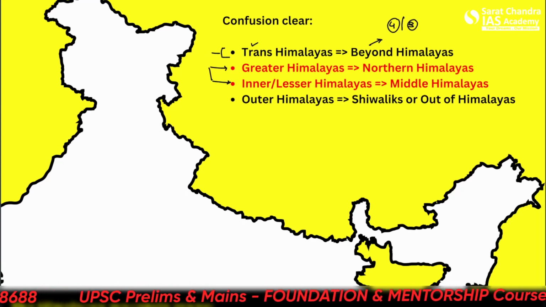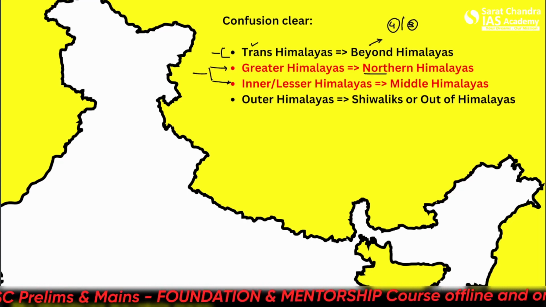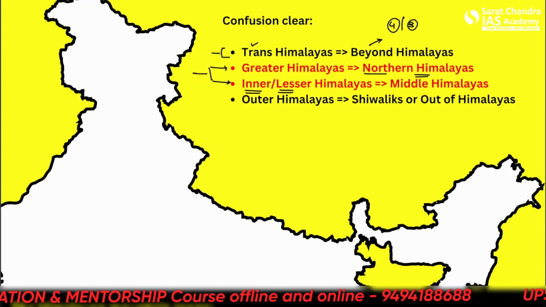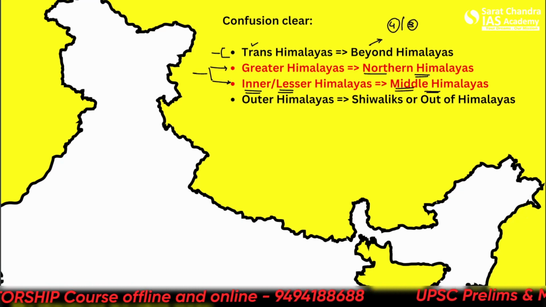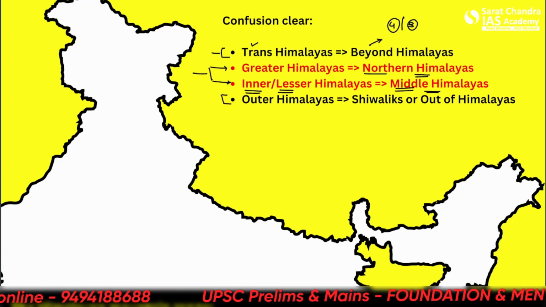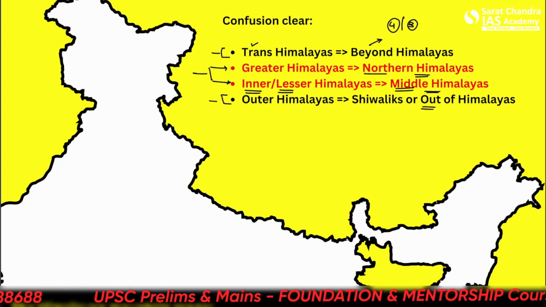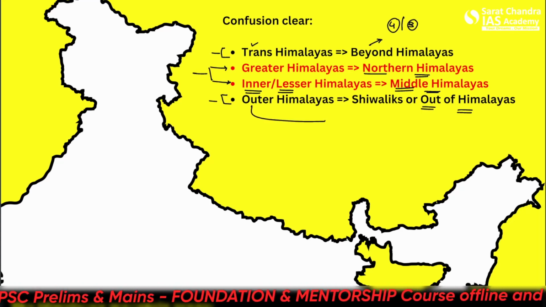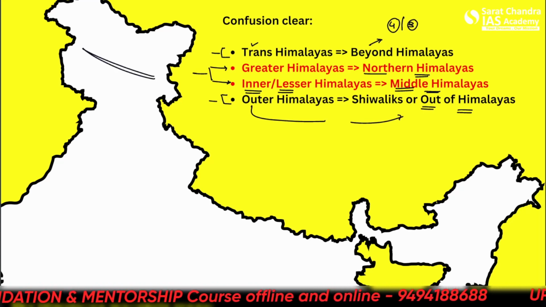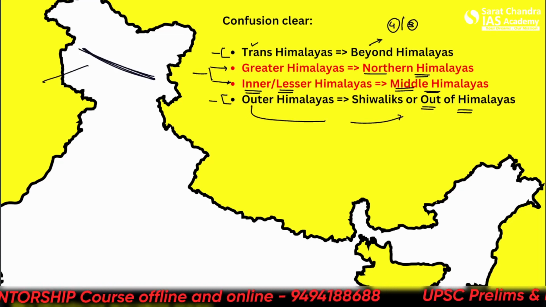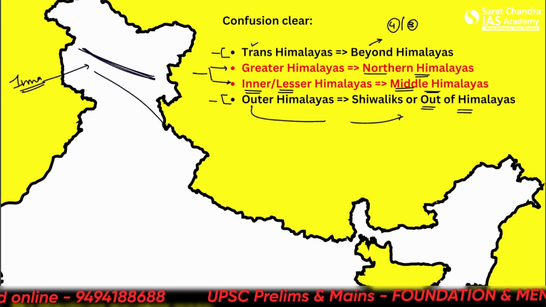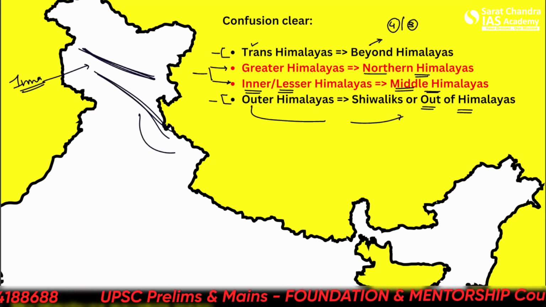When we talk about the Greater Himalayas, we are talking about the northern part of the Himalayas. On the other hand, when we are talking about the Lesser or the Inner Himalayas, we are talking about the Middle Himalayas, let's say in this 3-tier classification. The third type of the Himalayas that we know are the Shivaliks or Outer Himalayas. Outer means outside the Himalayas, to understand. Whenever we talk about the Middle Himalayas, let's say these, then we'll say these are the Inner Himalayas. Whenever we talk about the Shivaliks, let's say these, then we'll say these are the Outer Himalayas.